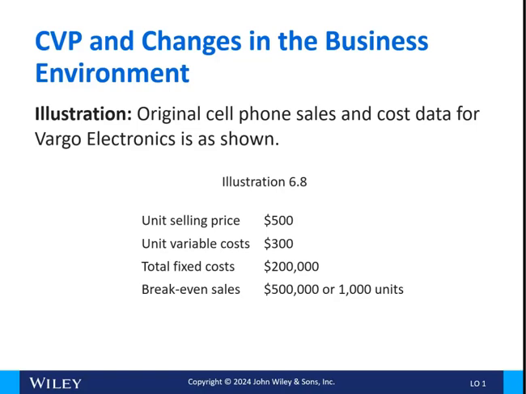So we can use the CVP and see what a change in the business environment will impact. So here's our original cell phone sales and cost data: $500 per unit selling price, $300 unit variable costs. That gives us our $200 contribution margin per unit, $200,000 of fixed costs, and our break-even sales that we just calculated was $500,000 or 1,000 units.